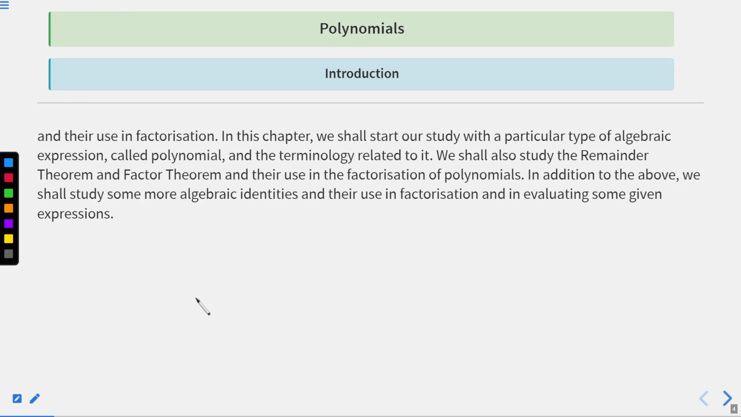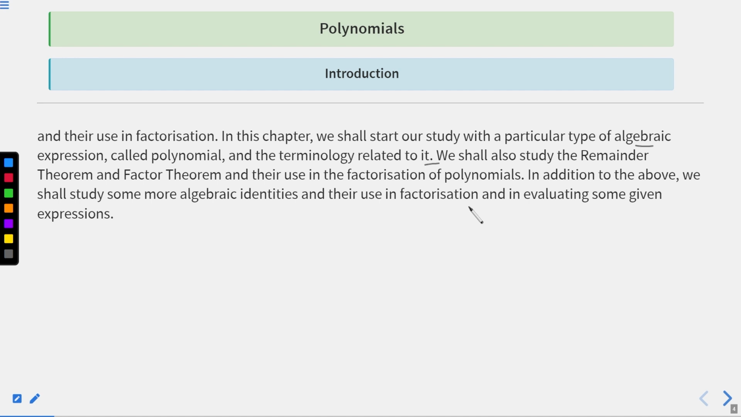In this chapter we shall start our study with a particular type of algebraic expression that is called a polynomial. We will study the terminology related to it. We shall also study the remainder theorem and factor theorem and their use in factorization of polynomials.